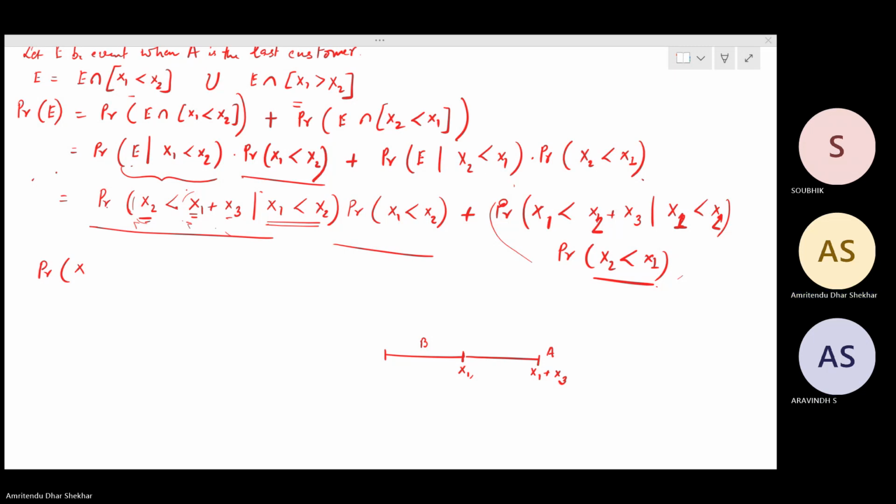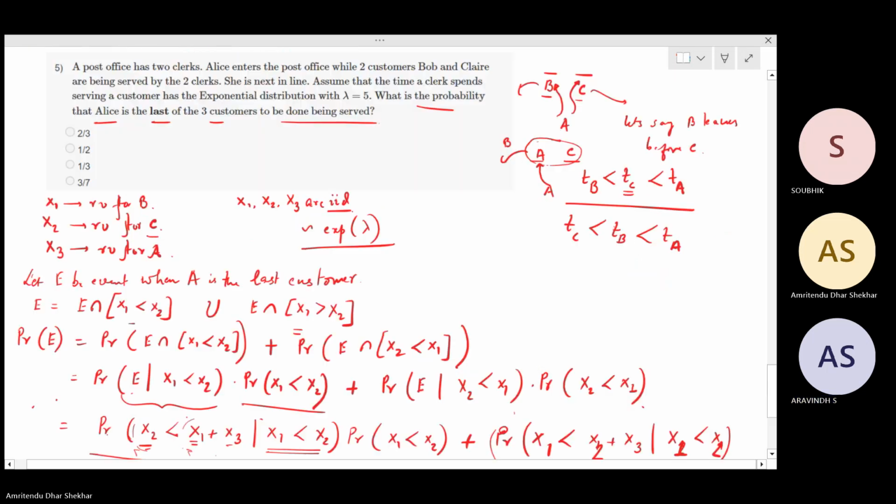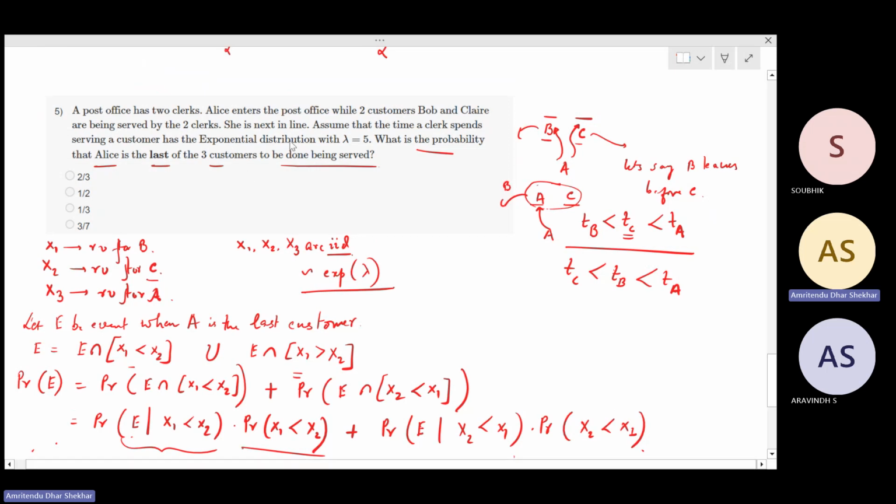I have one more doubt, sir. Why is exponentiation included in this question? Why is it needed? Oh, the exponential distribution. Yes, it's needed because you need the memoryless property. The memoryless property of the exponential distribution is what we'll use to solve this.